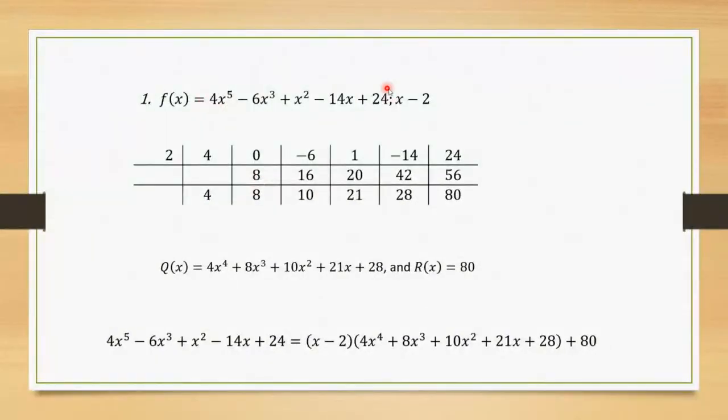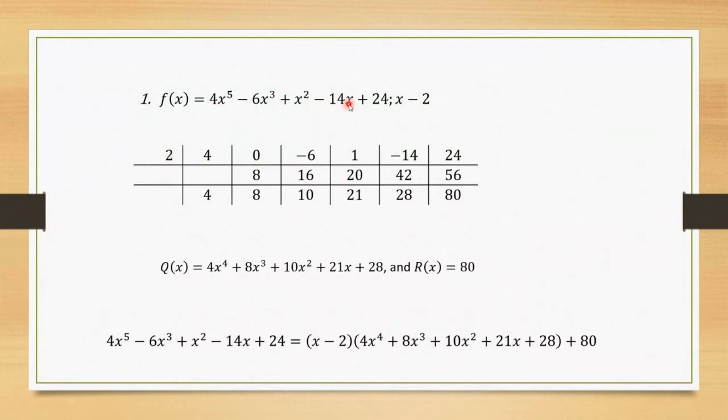This is our dividend, right? This is what we're dividing. We're dividing by x minus 2, so this is our divisor. And remember, in this process, we have x minus a number, so that number, in this case 2, is going to come down here.